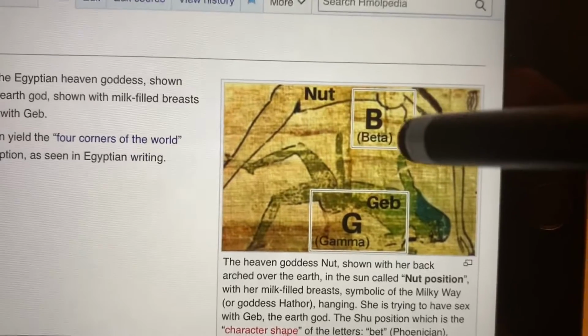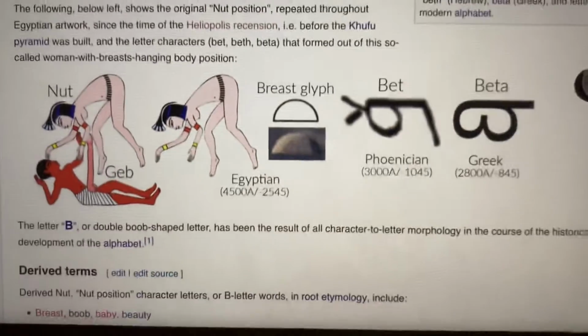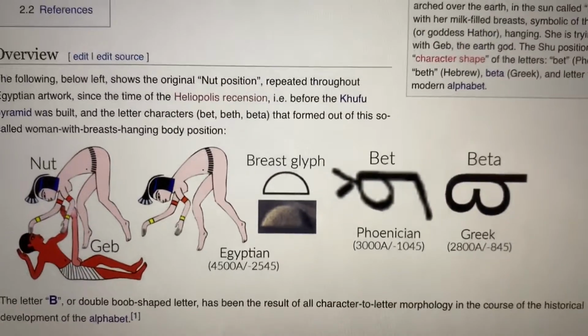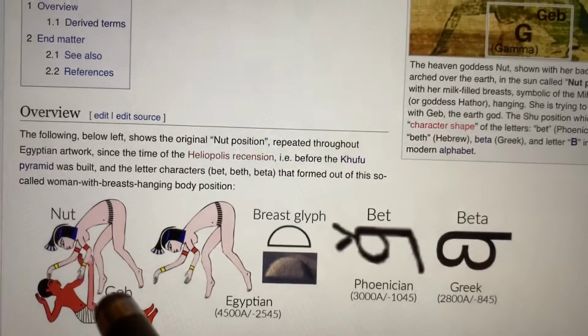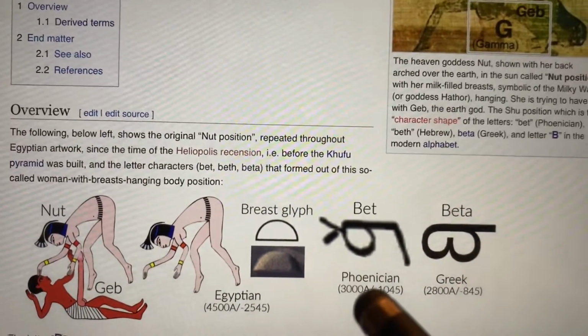So here we see Nut, the shape of the letter B. And this becomes Nut position, breast hieroglyph, Phoenician B, Greek B.